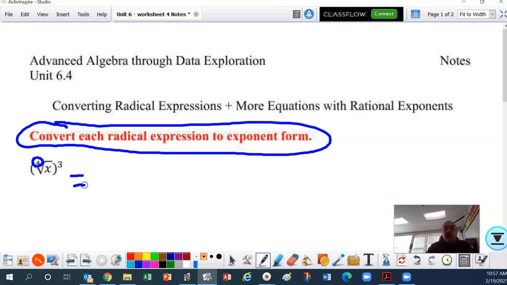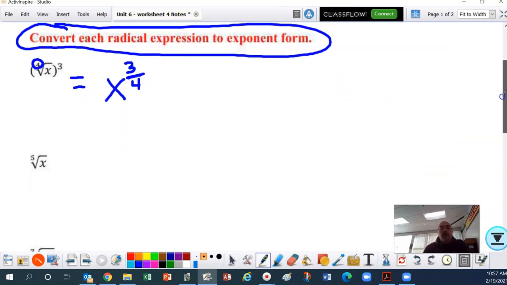When we rewrite that, we put an x, and then that 4 is our denominator. This is an exponent, okay? Make sure it looks like an exponent, and that 3 goes on top. So the fourth root of x to the third power is the same as x to the 3/4 power. Okay, the next one.